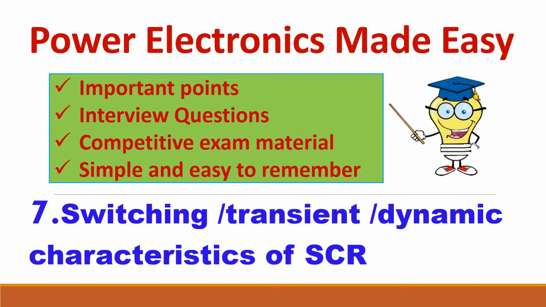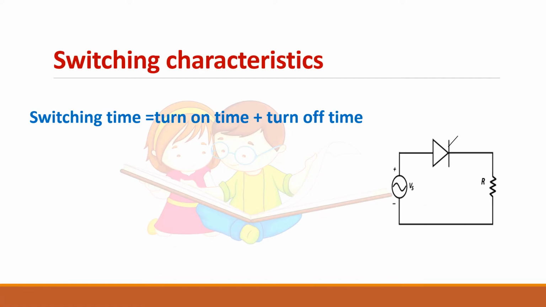Let us see about the switching characteristics of SCR. What are switching characteristics? When you turn on or turn off the device, there will be a difference in the voltage and the current waveform across this device. That is called the switching characteristics. The switching time includes both turn on time as well as turn off time.